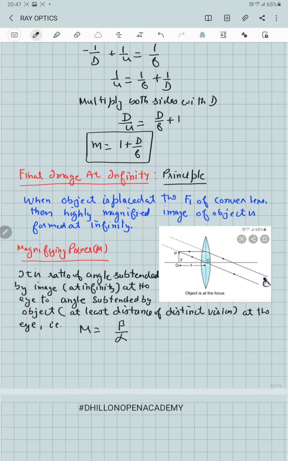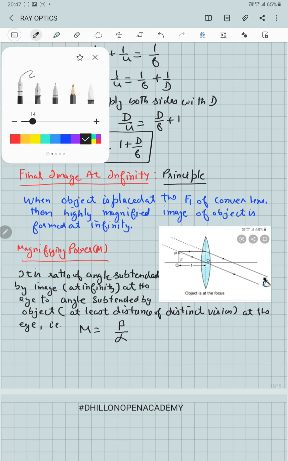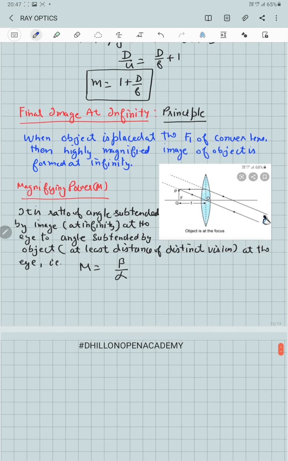Second case, when the final image is formed at infinity. If we place the object at the first principal focus of the convex lens, then a highly magnified image of the object will be formed at infinity. In this case, the magnifying power will be the ratio of the angle subtended by the image formed at infinity at the eye to the angle subtended by the object at the eye when the object is placed at the least distance of distinct vision. That is, m will be equal to beta over alpha.